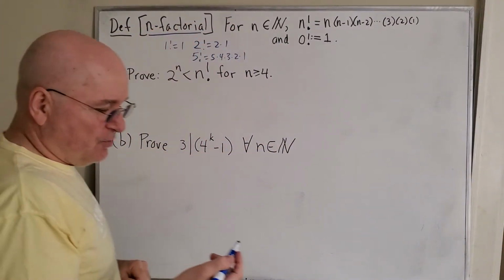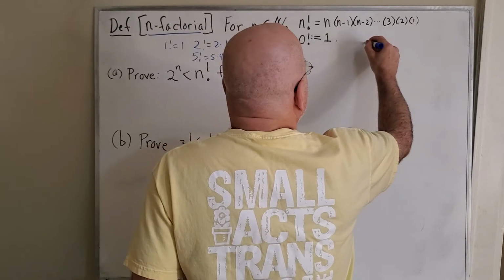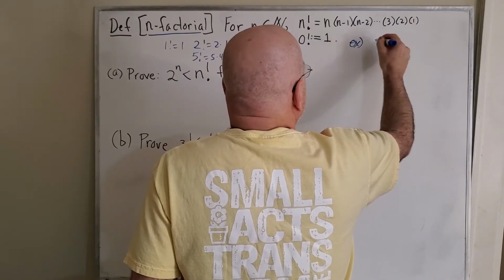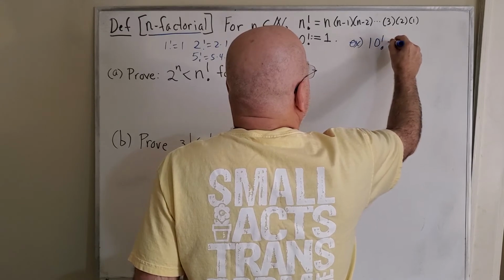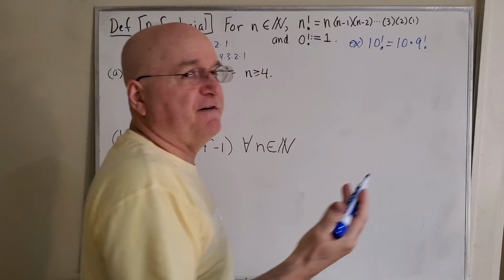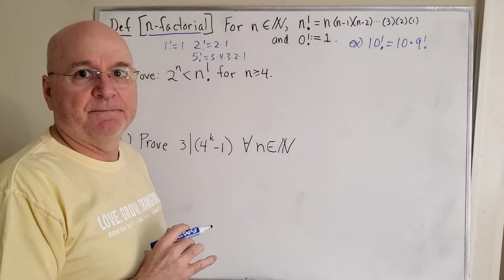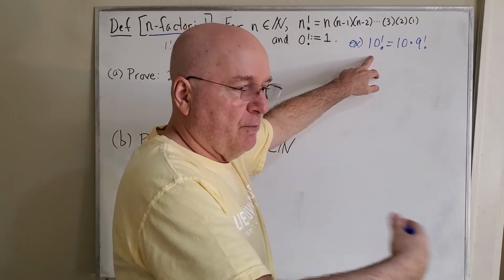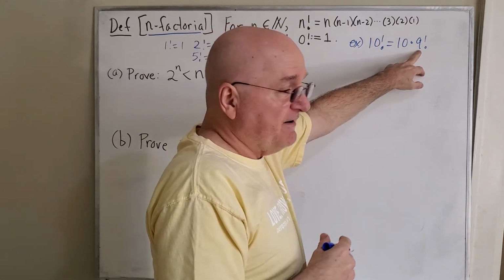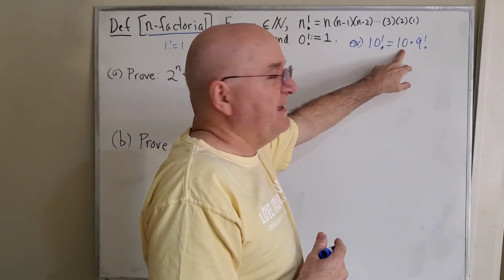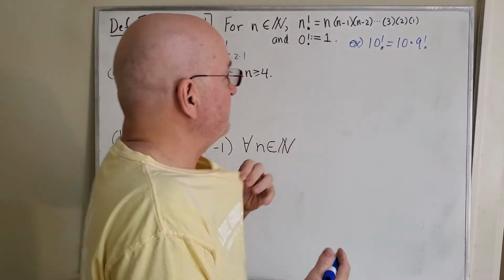Oh, and let's do a quick property. Notice, this is just an example. Notice that 10 factorial is equal to 10 times 9 factorial. Sometimes that comes in handy. 10 factorial is 10, 9, 8, 7, 6, 5, 4, 3, 2, 1, all multiplied together. 9 factorial is 9, 8, 7, 6, 5, 4, 3, 2, 1, all multiplied together. And we led off with a 10, so those two things would be equal.